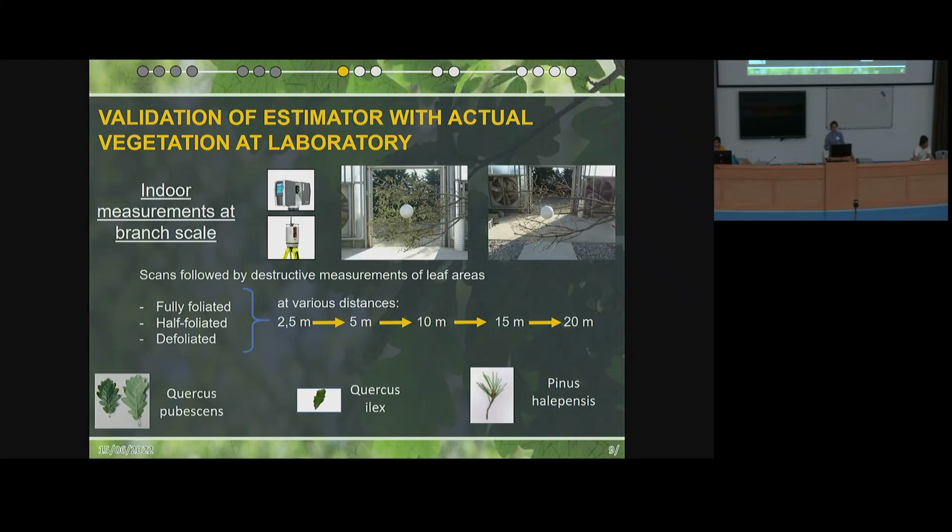First, at branch scale, we did indoor measurements with two LiDARs, the Faro and the Riegl. We scanned branches at several distances from 2.5 meters to 20 meters in various conditions, from fully foliated to completely defoliated, on three Mediterranean species: Quercus pubescens, Quercus ilex, and Pinus halepensis.